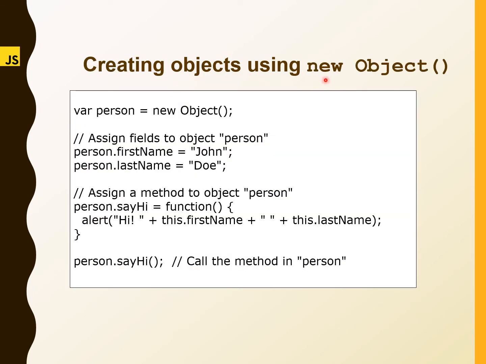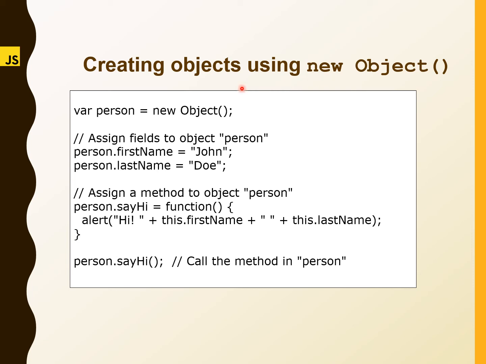Creating an object using new Object. I already told you that object is a data type that is available in JavaScript. Now we can see how we can create objects in JavaScript. For creating an object in JavaScript, we use a keyword called new. We know that new is a keyword which is used for memory allocation.